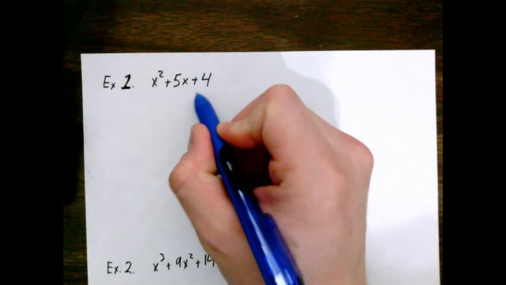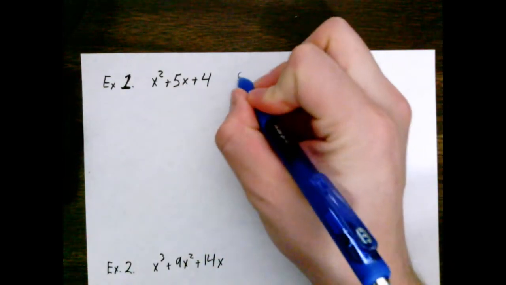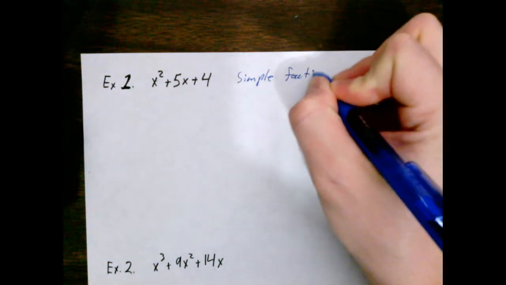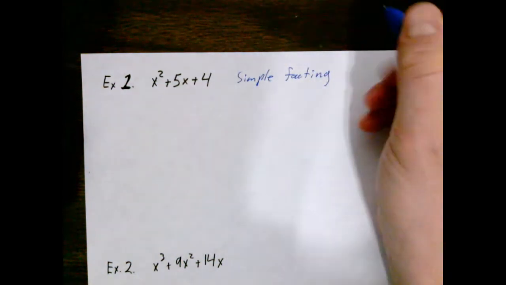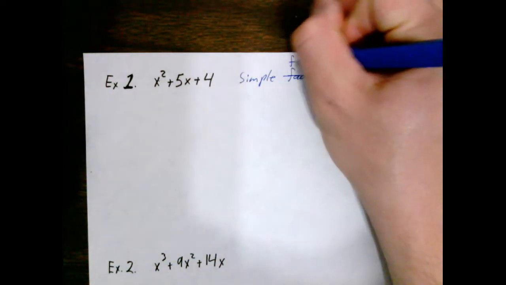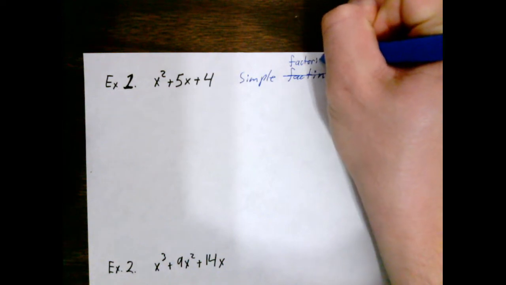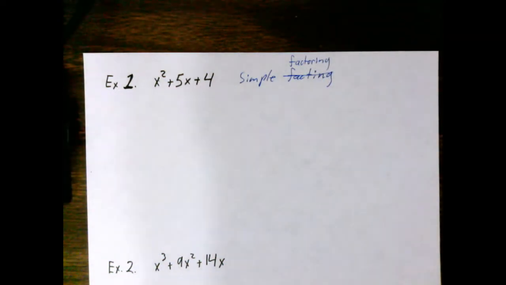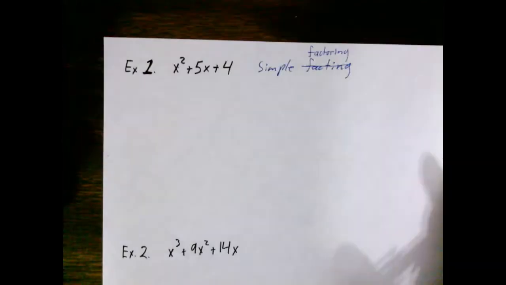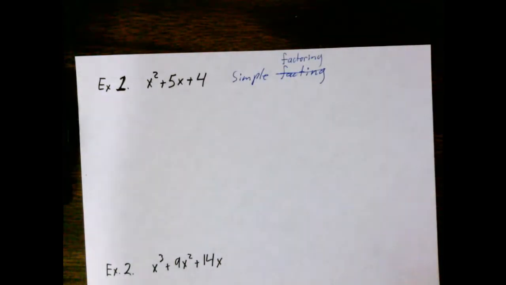So we want to factor this. This is just going to be simple factoring. And whoops, hold on, I can't talk. Let's try again. Factoring. Okay. You'll notice I can't talk and write at the same time. So, be aware. It's known that I'm illiterate.